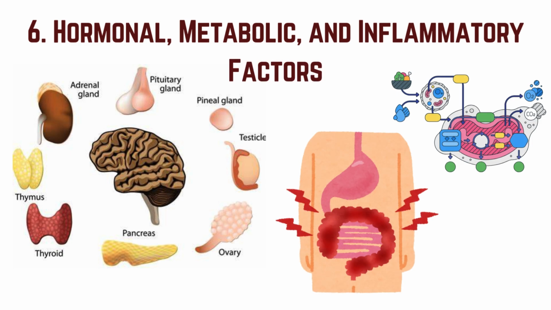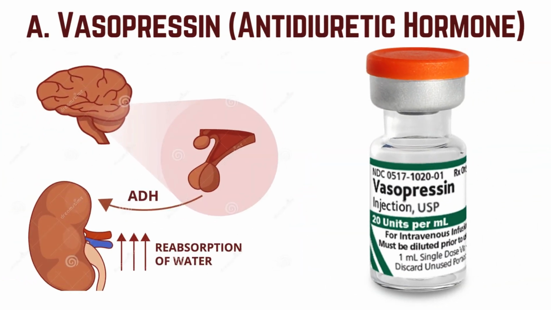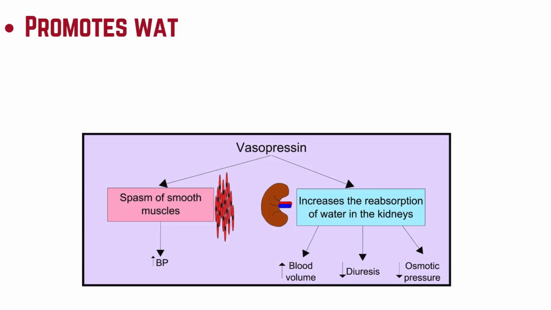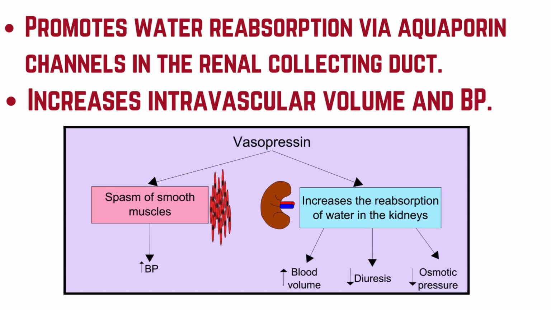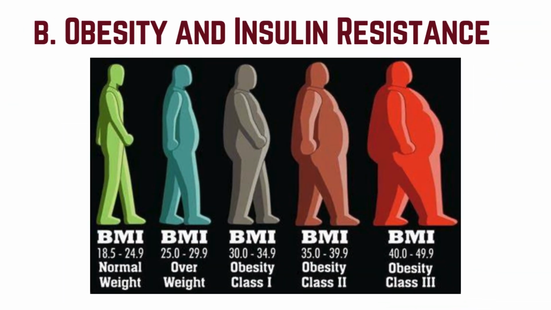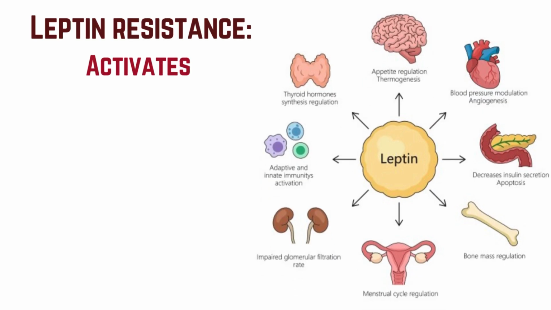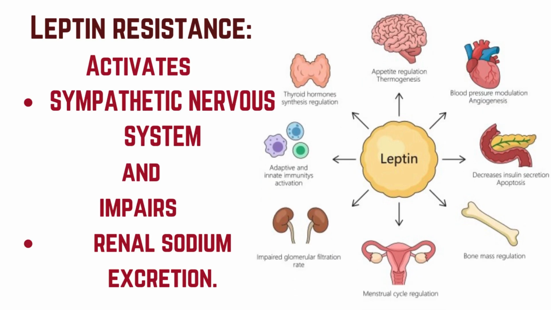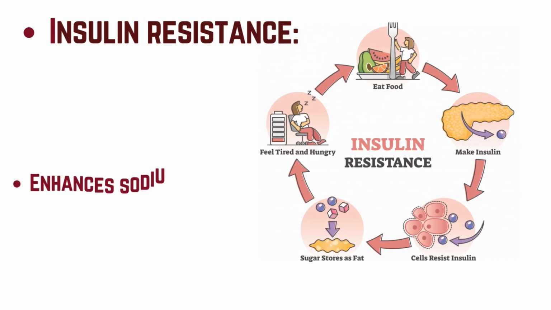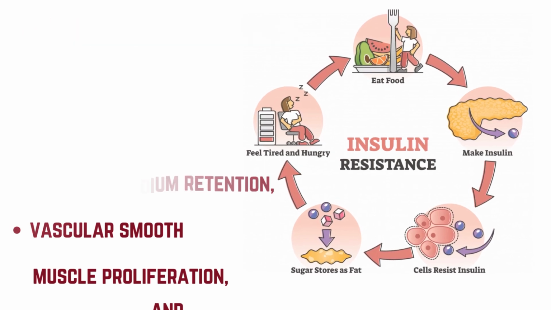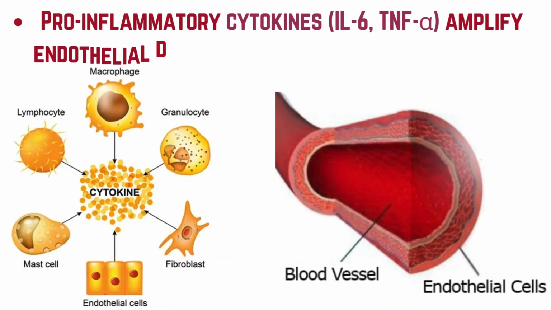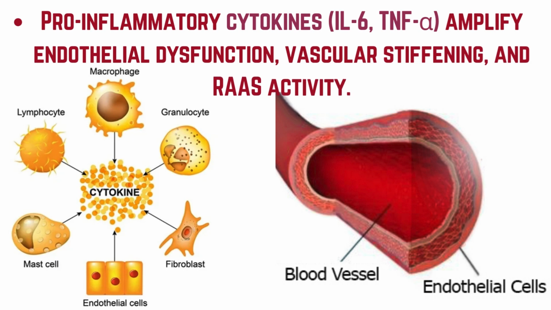6. Hormonal, metabolic, and inflammatory factors. A. Vasopressin, antidiuretic hormone. Promotes water reabsorption via aquaporin channels in the renal collecting duct. Increases intravascular volume and BP. B. Obesity and insulin resistance. Leptin. Activates sympathetic nervous system and impairs renal sodium excretion. Insulin resistance. Enhances sodium retention, vascular smooth muscle proliferation, and angiotensin II effects. C. Chronic inflammation. Pro-inflammatory cytokines, IL-6, TNF-alpha, amplify endothelial dysfunction, vascular stiffening, and RAS activity.